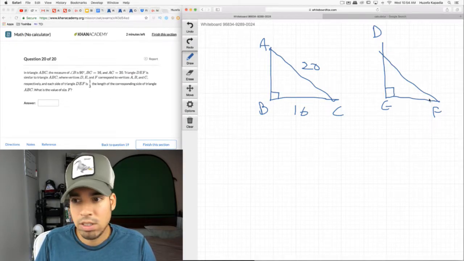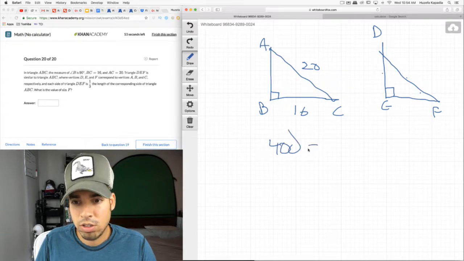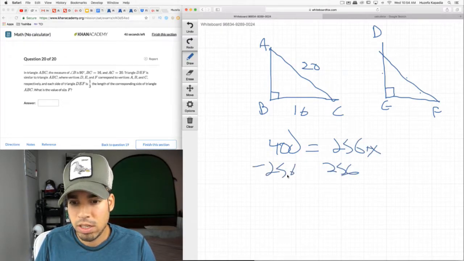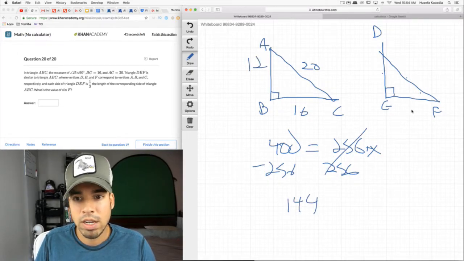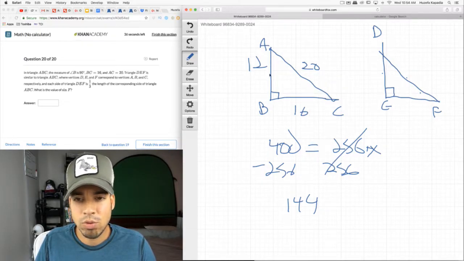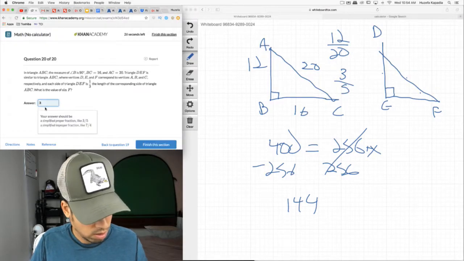So they're similar. So the sine values are the same. Sine of F is opposite over hypotenuse. So we need to figure out what this side is. So it's 400. It's this squared equals 256 plus x. Subtract 256 from both sides, and we get 144. It's square root of 12. So this side is 12. So sine of F is the same as sine of C, which is opposite 12 over 20, which reduces to 3 over 5. Okay.